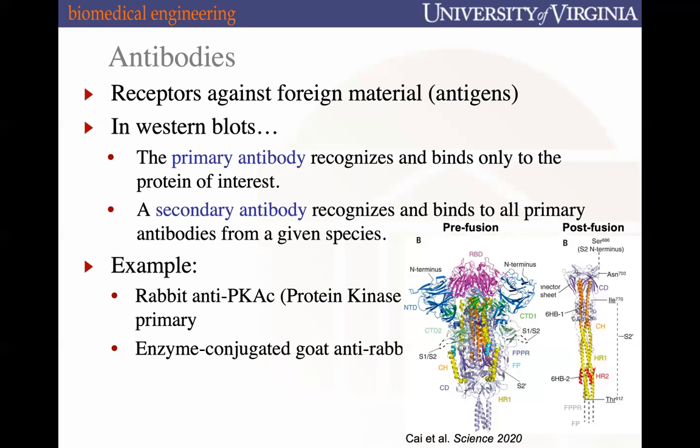For example, the Regeneron monoclonal antibody treatment is actually made recognizing that part of the pre-fusion spike protein. So that's an example where having a monoclonal antibody is really important, and there might be questions for Western blotting where monoclonal antibodies are needed. Yes?